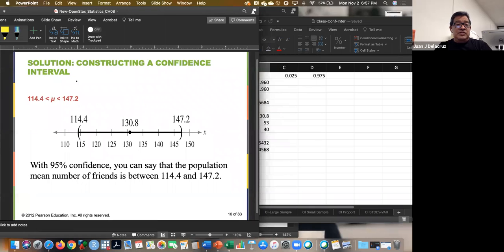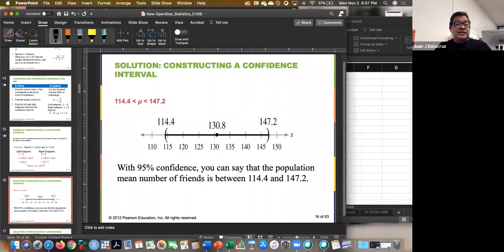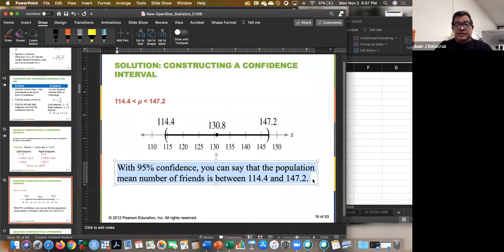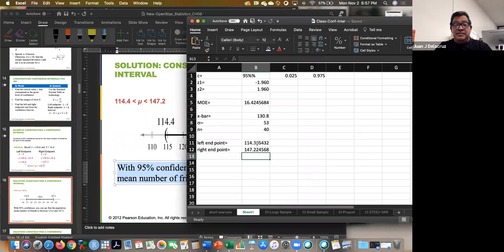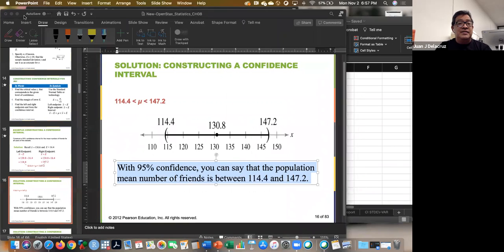Because I'm very lazy, I'm not going to write it. I'm going to let you write it, but I'm just going to copy and paste it in my results. I think I'm going to write it. So where is this? Where am I?